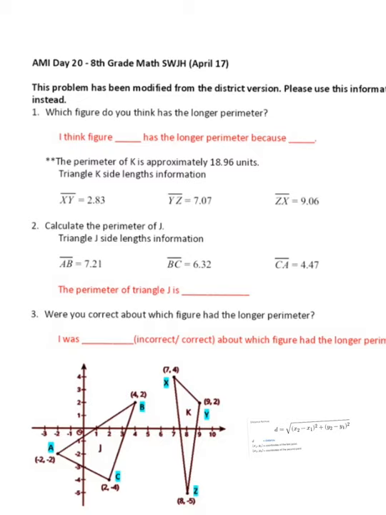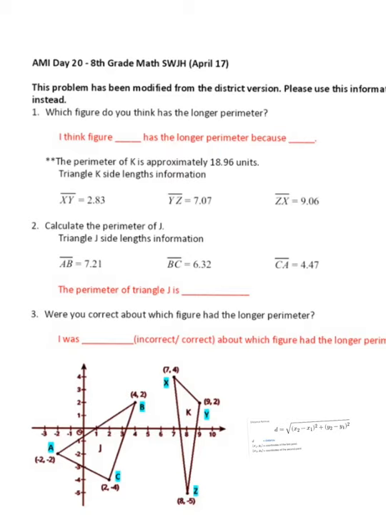And then they tell you the perimeter of K and all its given side lengths. And then on number 2, they say calculate the perimeter. And so what is perimeter? Perimeter is the distance around an object. So we're just going to add up all the sides. And then once you get the perimeter of J, you're going to compare those two perimeters between K and J. Which one, again, had the longest perimeter, and tell us if you guessed correctly or incorrectly.